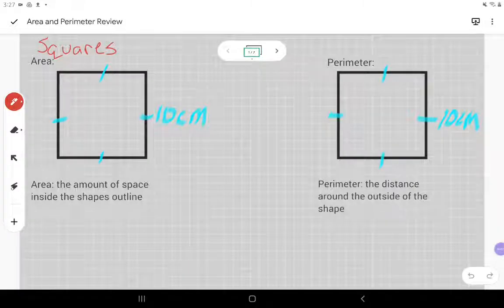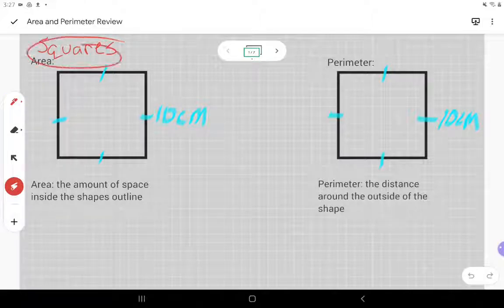So we're going to do a little bit of review with our different two-dimensional shapes that we would have learned in grade 5, 6, and 7. The first one that we're going to look at is our squares. Now these two squares that I have here, they are the same because I'm going to do one with the area and one with the perimeter.